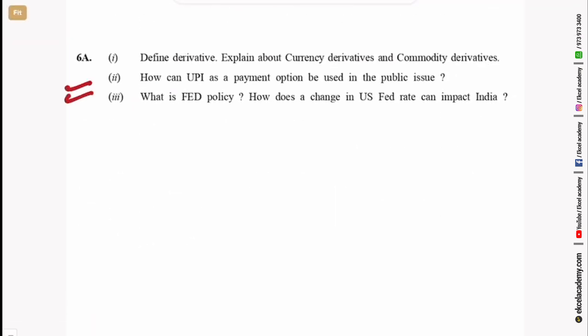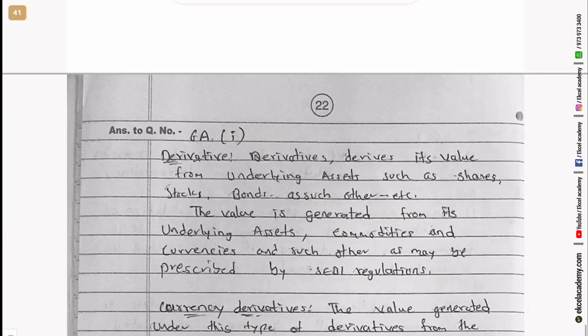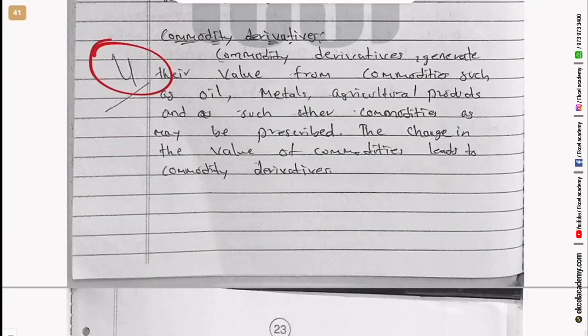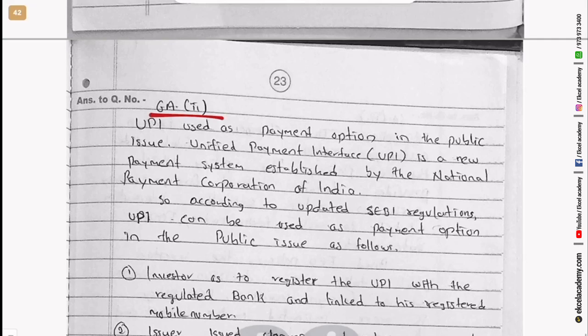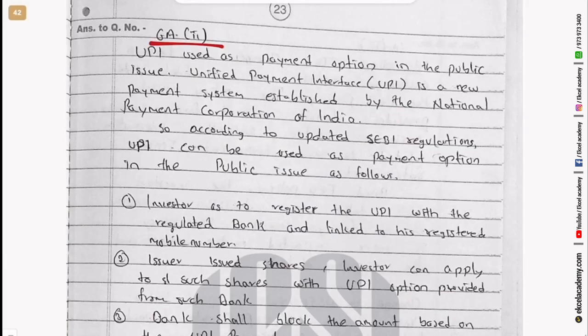Define derivative, how can UPI payment option for public issue, what is the Fed policy, these kind of questions are there. And he knew about the derivatives very well. So 4 marks is given. Then the UPI also, the answer is good. There is a very good introduction. When I read it, the introduction was very good. You can also see it, right?